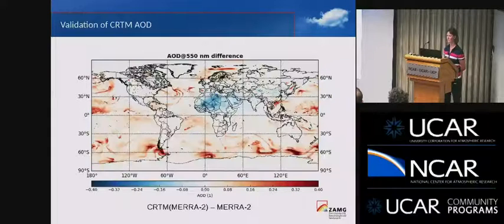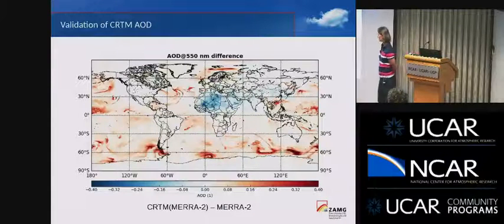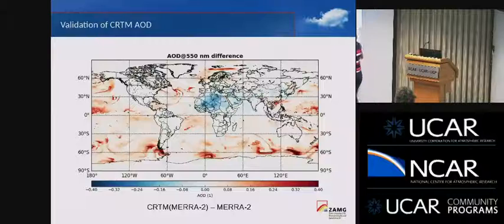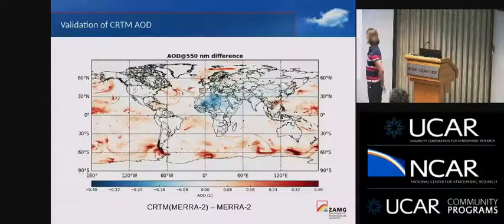How does the difference between CRTM and MERA look like? So CRTM minus MERA, this means that positive values are obtained if CRTM has larger values. Negative values mean that MERA has higher AOD values compared to CRTM. And you see a clear pattern. So you clearly see what's going on. You have a lot of red spots over the oceans, which means CRTM AOD is higher than MERA AOD.